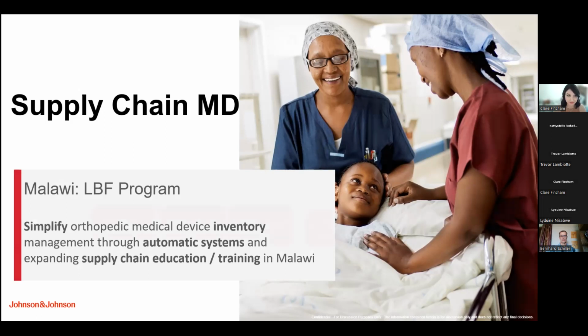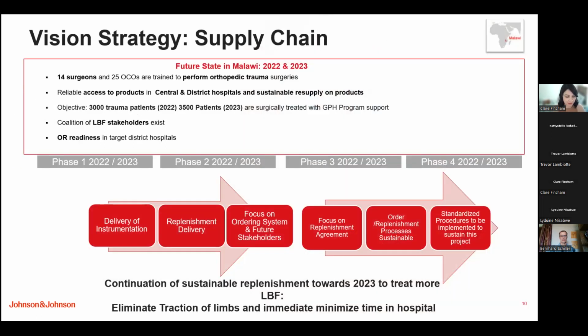Our vision for this project was to deliver the instrumentation and products, which we did in 2022. We focus on the replenishment, we focus on the ordering, and then we focus on a standardized procedure for how we can replenish quarterly. We delivered inventory in 2022 to treat about 3,000 patients surgically. Now, in 2023, we just reached our target and delivered inventory for over 3,500 patients.